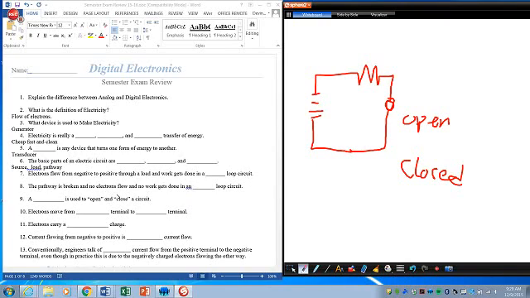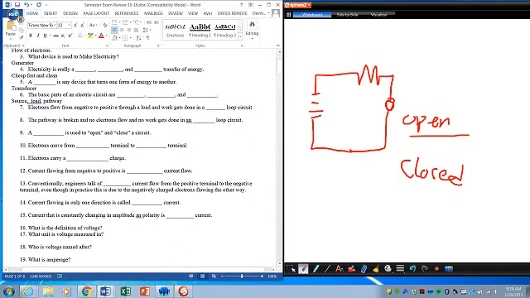Number eight, the pattern is basically opposite. There's no work gets done in an open loop circuit. Okay, so number 7 is closed, number 8 is open. Number 9, a blank is used to open and close a circuit. This should be fairly easy. It's a switch. Okay. Number 10, electrons move from negative terminal to blank terminal to blank terminal. So I already said the answer earlier. This goes from negative to positive.